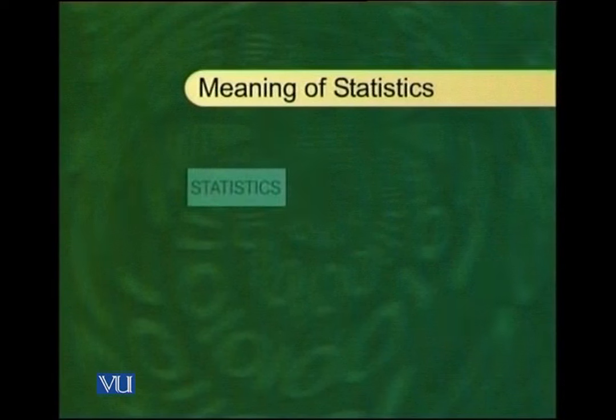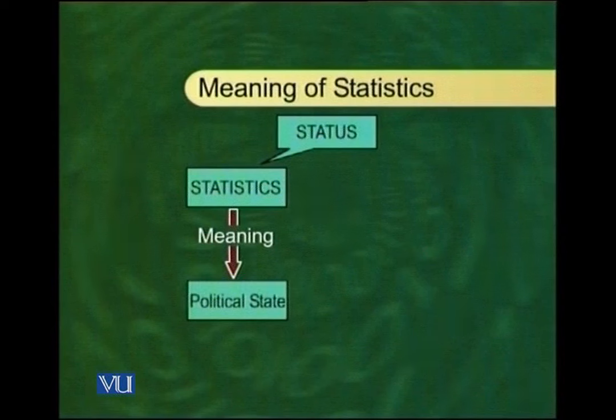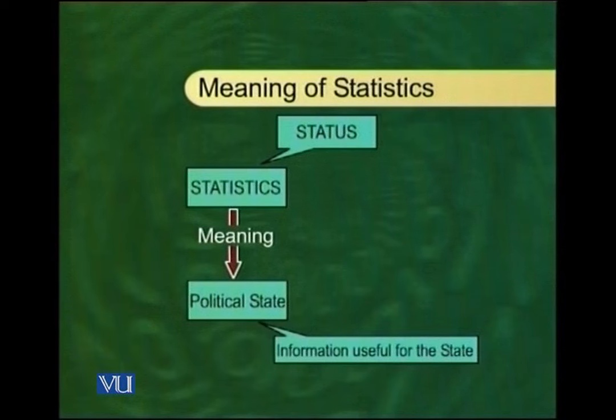Actually this word is derived from the Latin word status, meaning a political state. And as such, statistics, this word statistics, originally meant information that was useful for the state. For example, information about the sizes of the population and the armed forces.